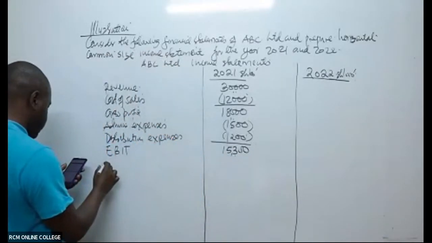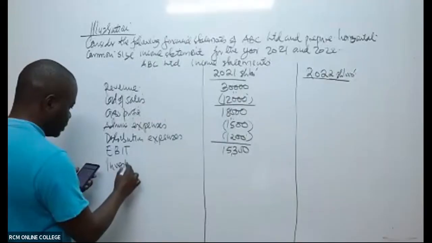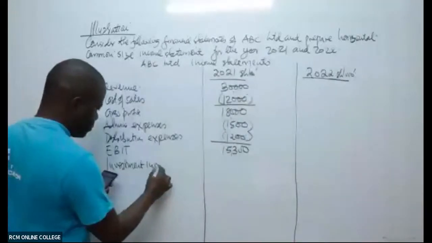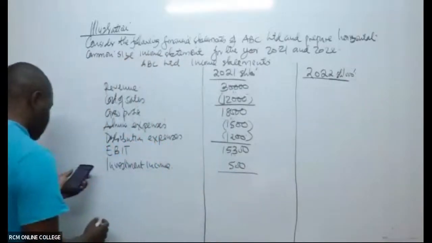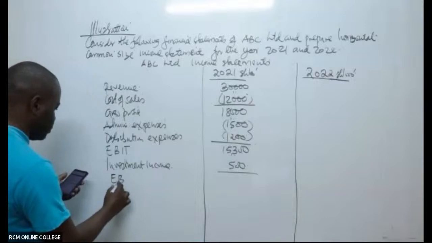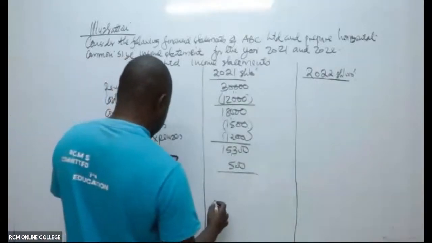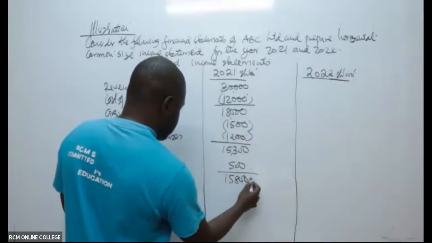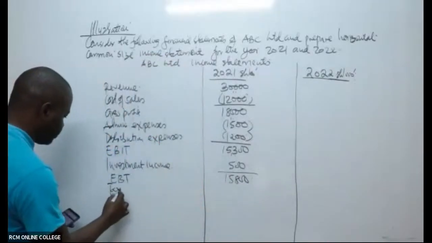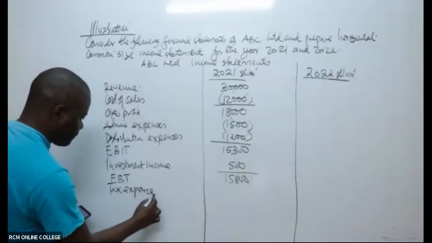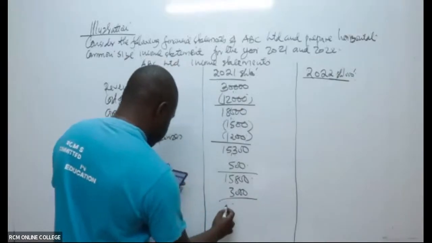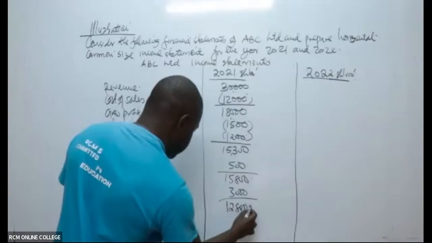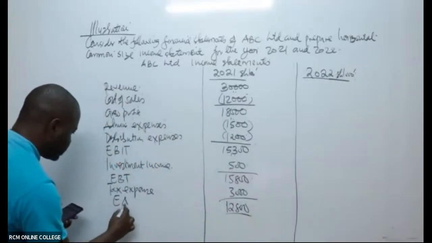Then finance cost, or maybe you can say there's an investment income of 500. So that will give you earnings before tax of 15,800. Then tax expense of 3 million. So that is 12,800. So these are the earnings after tax.